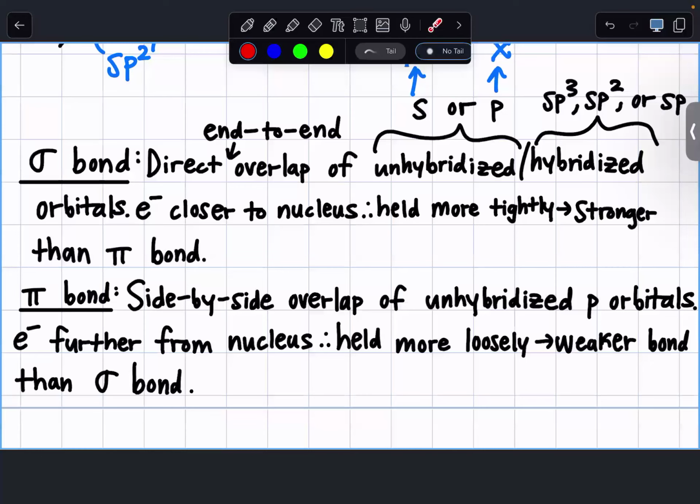Pi bonds are side by side overlap between two p orbitals. So there's a parallel overlap between these two p orbitals here. These electrons are further away from the nucleus, which is held more loosely. So this is why the pi bond is weaker than the sigma bond.